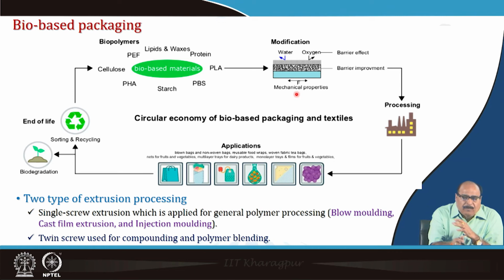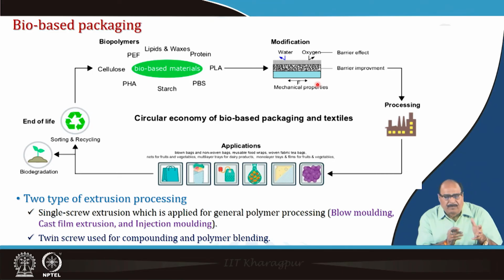So, in the biopolymers and materials like cellulosic material, PEF, lipids and waxes, proteins, PLA, PBS, starch, PHA, these are all various biograde materials. Using particular properties, maybe extrusion technology, which we have studied earlier, they are made into thin laminates and thin sheets having proper characteristics or properties like water barrier properties, oxygen barrier properties, etc., or the required mechanical properties.